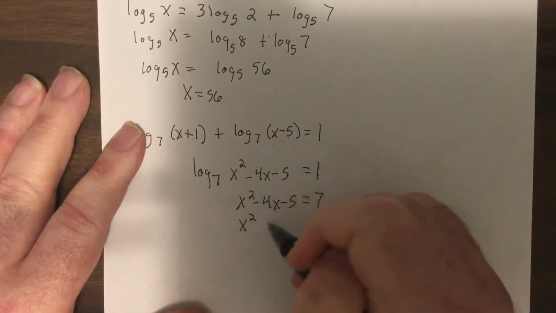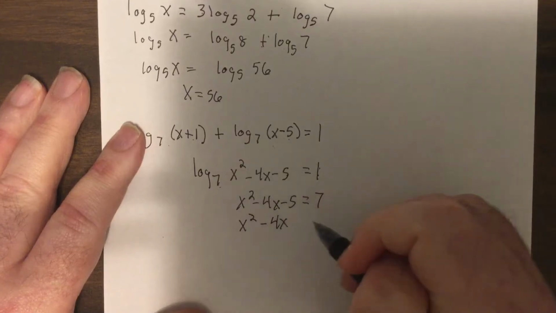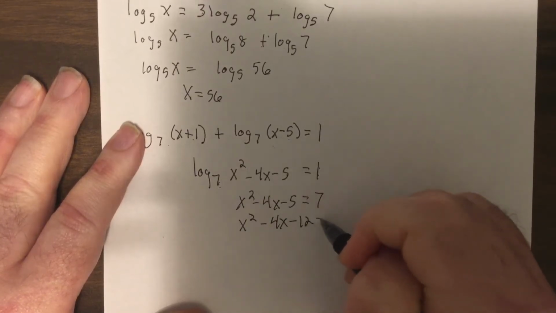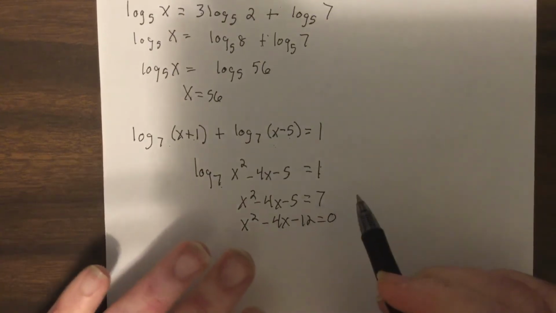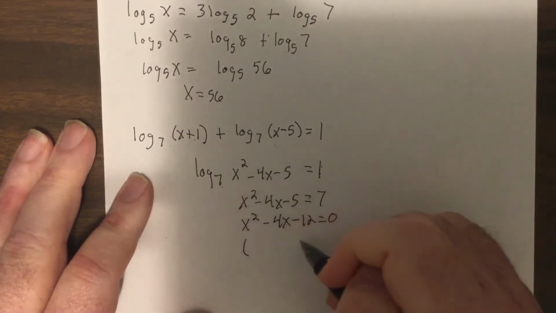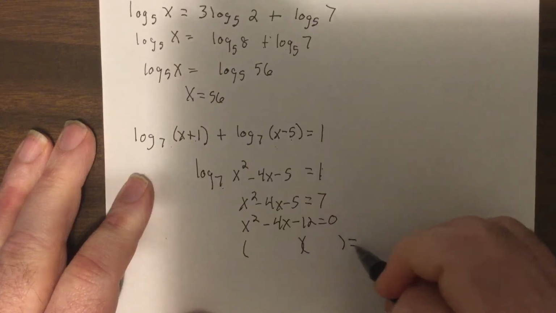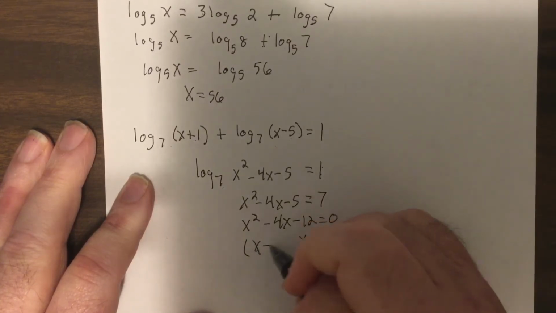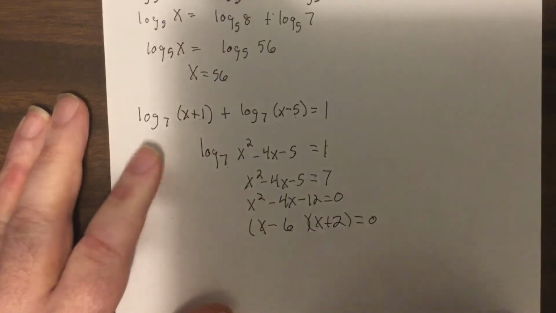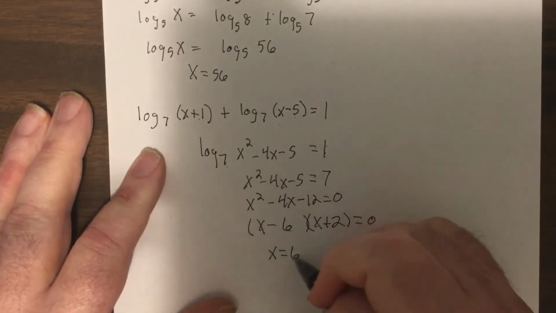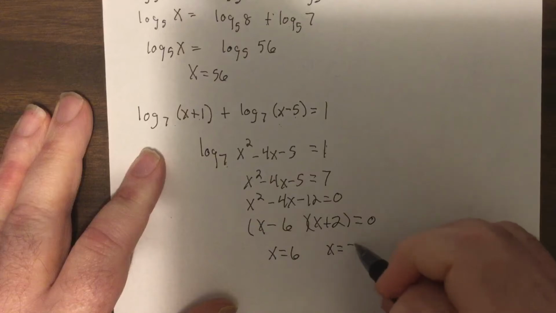Now remember, when the power is 2, you have lots of choices. You could do completing the square, quadratic formula, or factor. And I do believe this is factorable. x minus 6, x plus 2. So x equals 6, x equals negative 2.